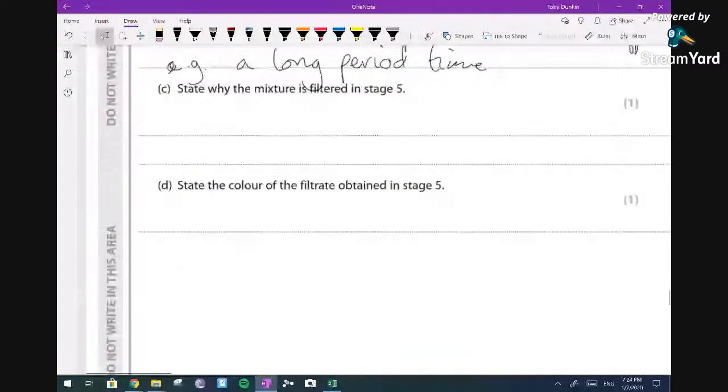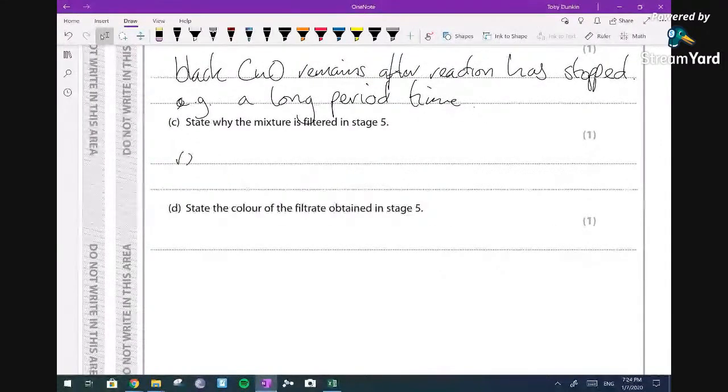Next, state why the mixture is filtered in stage 5. It's to remove the excess copper oxide. You've got a black solid floating around. Remove the excess CuO.